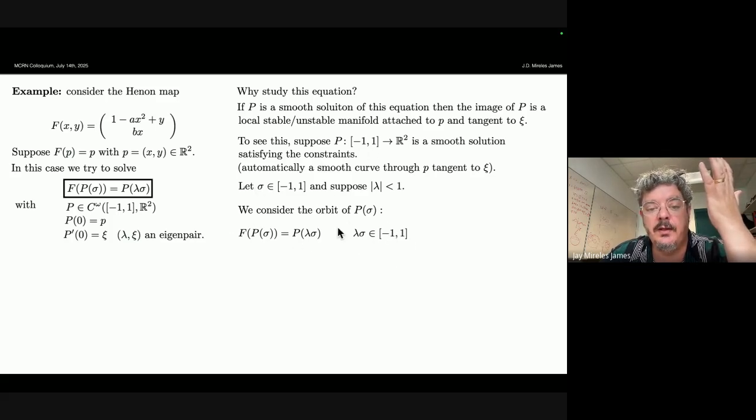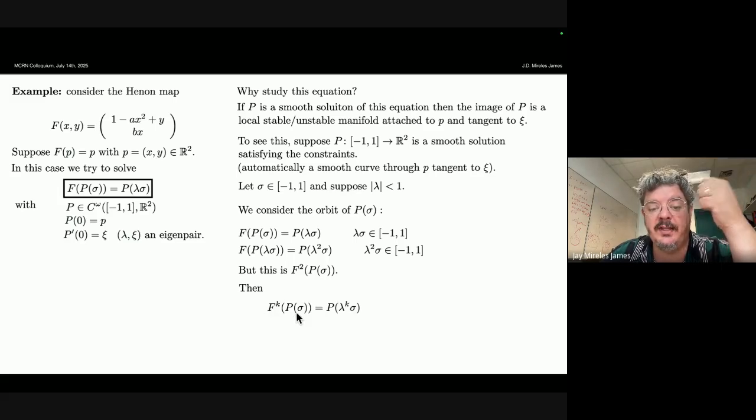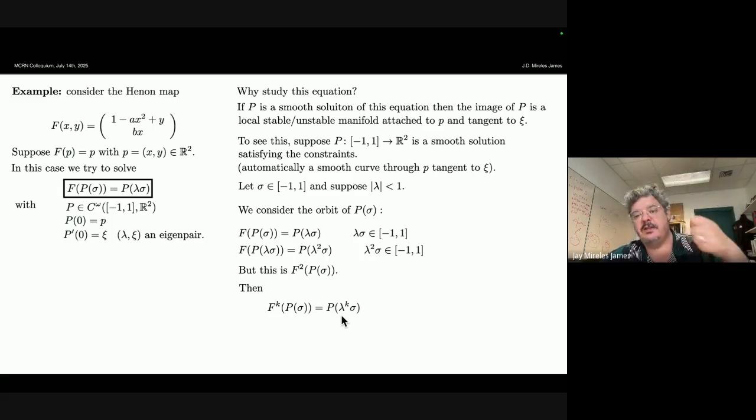And now we can do this again. We can look at F of P of lambda sigma. Applying the invariance again, we get P of lambda squared sigma. Inductively, we see that the kth iterate of a point on the image of P is the same as iterating multiplication by lambda k times in the parameter space. But we know the absolute value of lambda is less than 1, so we know what happens over here.